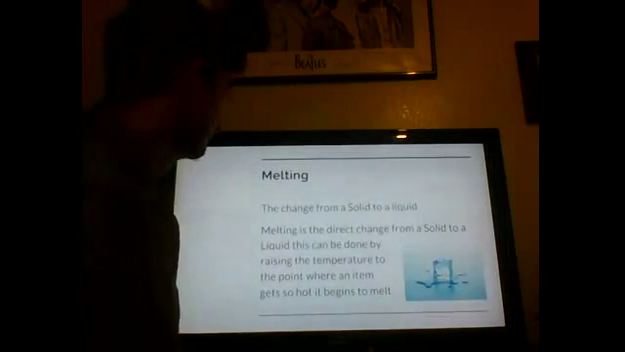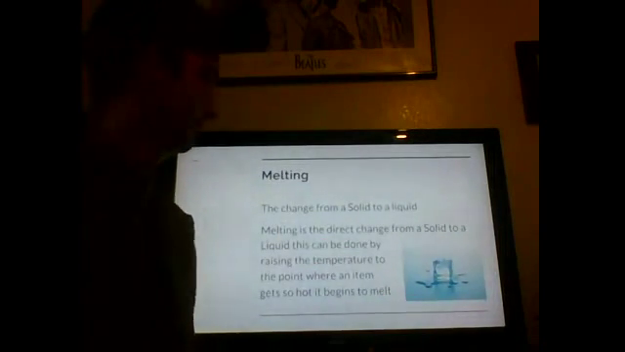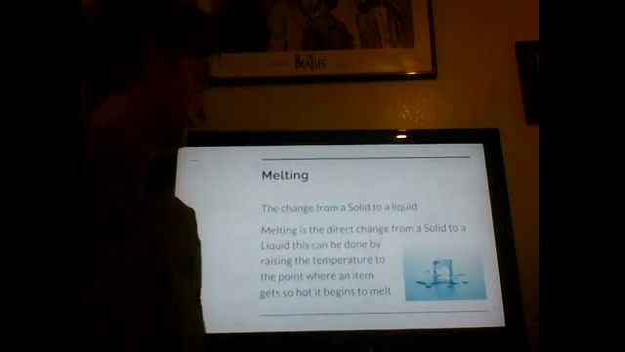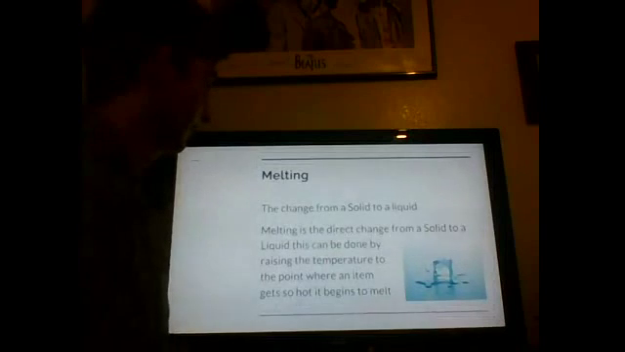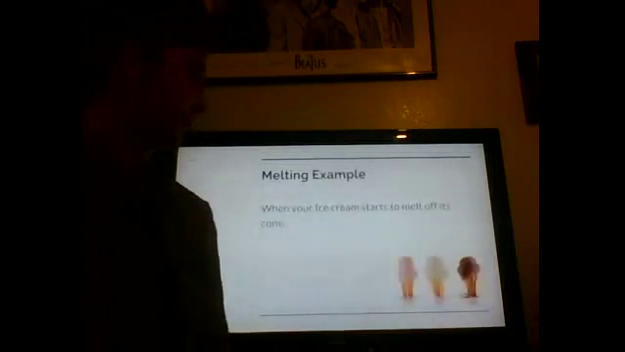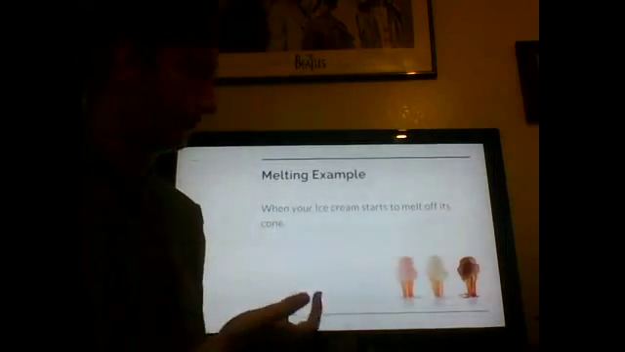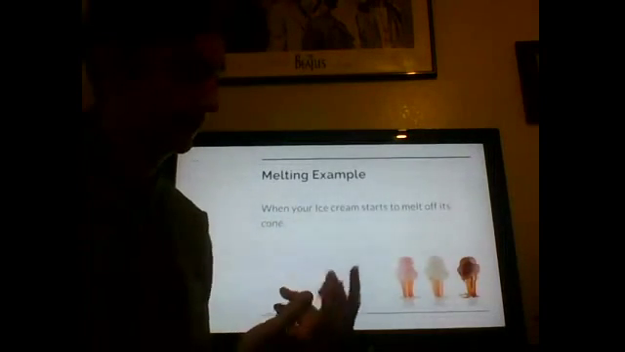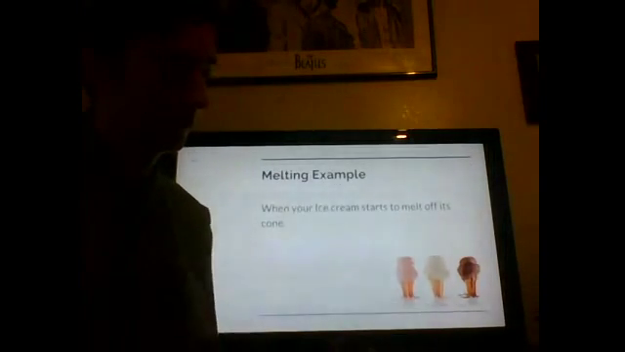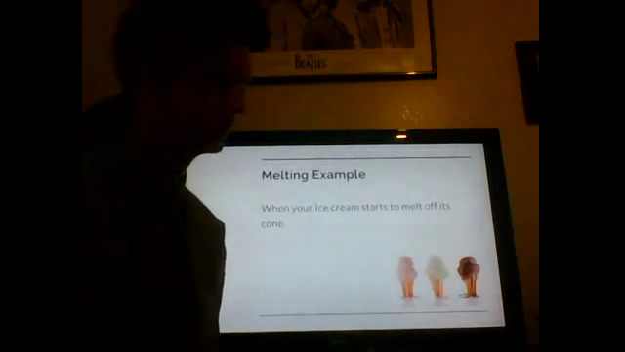Melting. Melting is the change from a solid to a liquid. Melting is a direct change from solid to a liquid. This can be done by raising the temperature to the point where an item gets so hot it begins to melt. An example of this is if your ice cream starts dripping on your hands. That's because the ice cream is in such a hot area that it begins to melt.